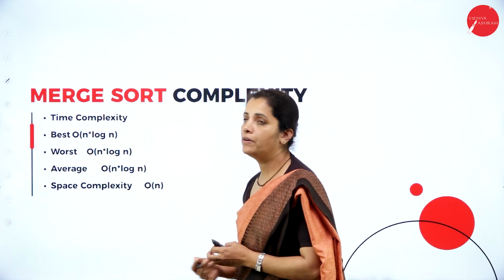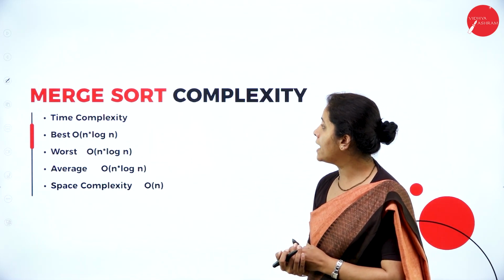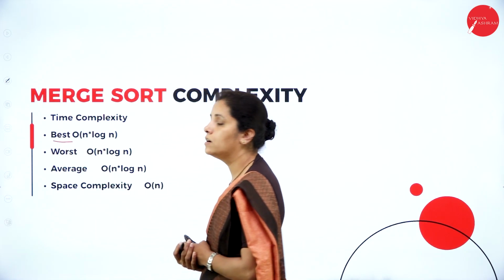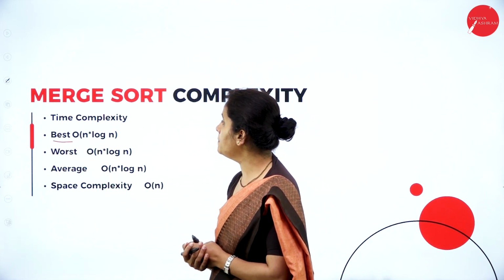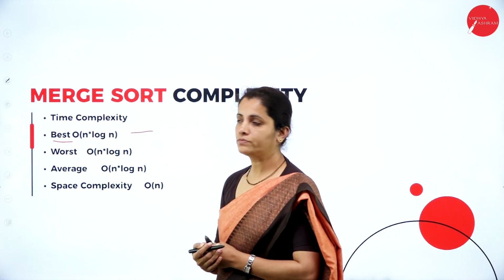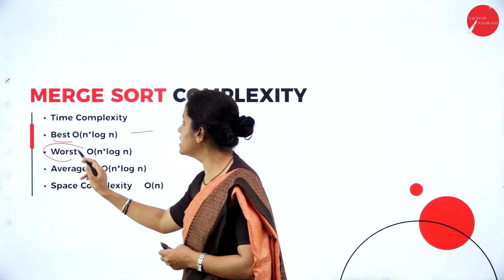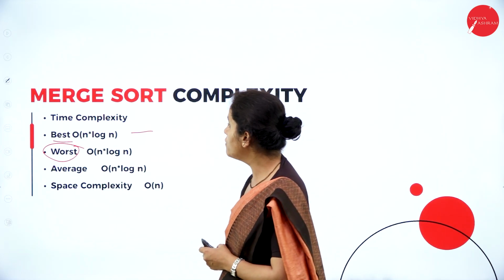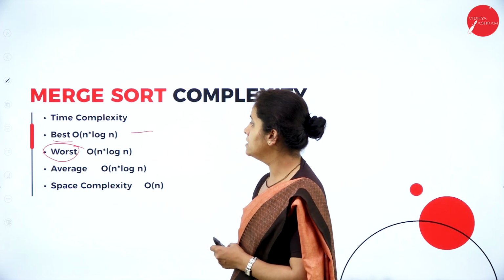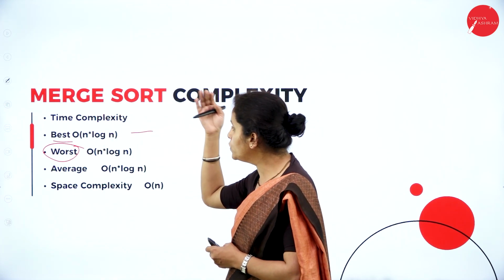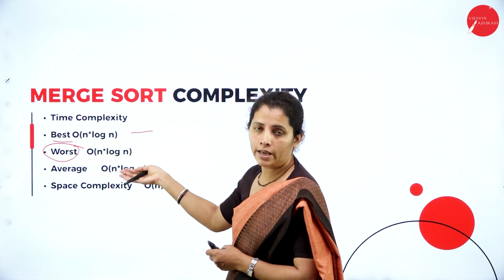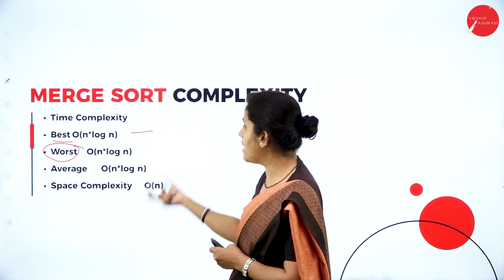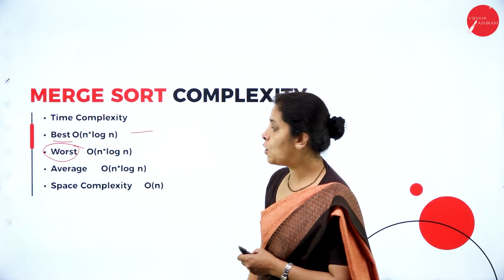Okay, fine. Now, if I consider the time complexity of merge sort, in the best case, I'm going to get big O of n log n. If I consider the worst case, that is also big O of n into log n. See, in all situations, I'm going to get n log n. So what's the time complexity? If I consider best case, worst case, or average case, I'm getting n log n.